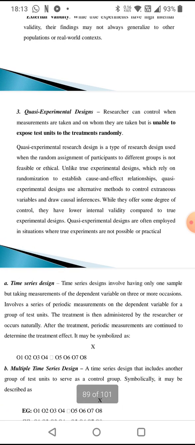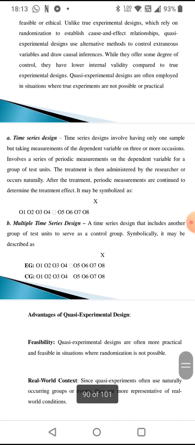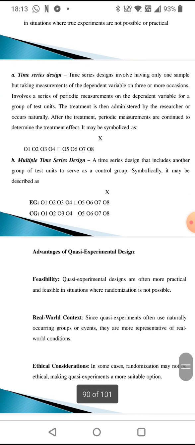So quasi-experimental research design is a type of design used when the random assignment of participants to different groups is not feasible or ethical. Unlike true experimental designs, which rely on randomization to establish cause and effect relationships, quasi-experimental designs use alternative methods to control extraneous variables and draw causal inferences. They are often employed in situations where true experiments are not possible or cannot be practically implemented.